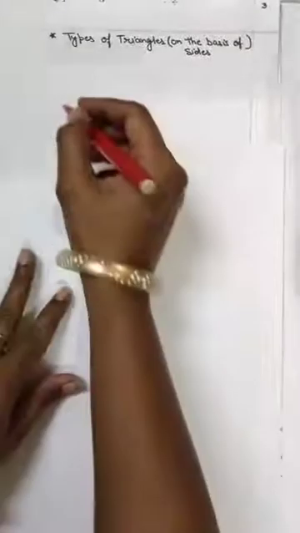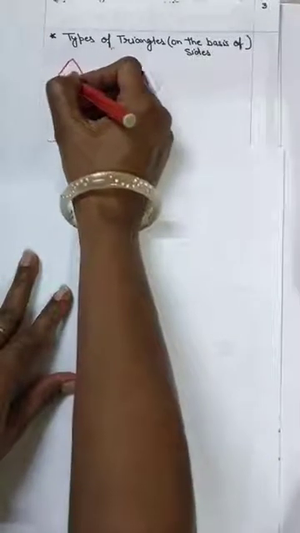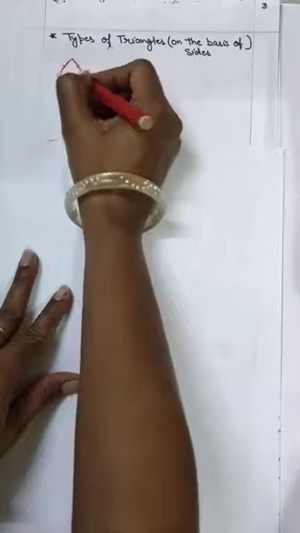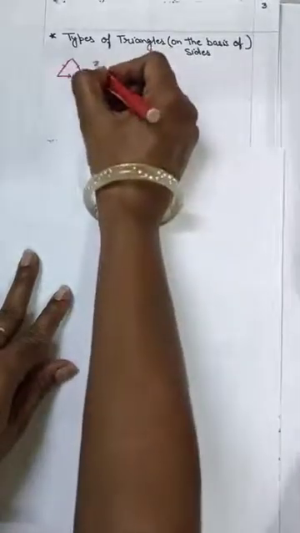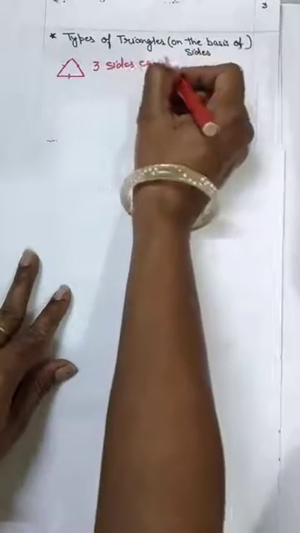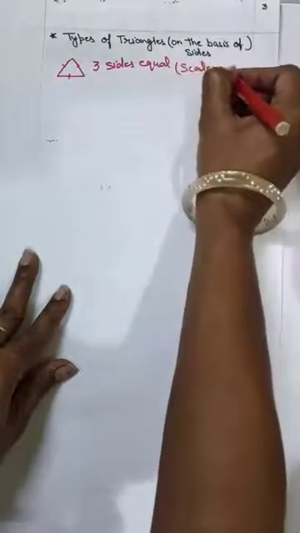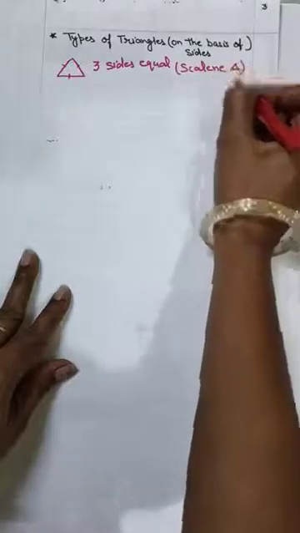Now we will do types of triangle. Types of triangle we can classify on the basis of sides and on the basis of angles. First of all, see on the basis of sides. If in a triangle all the three sides are equal, then it is called a scalene triangle. It is a scalene triangle.